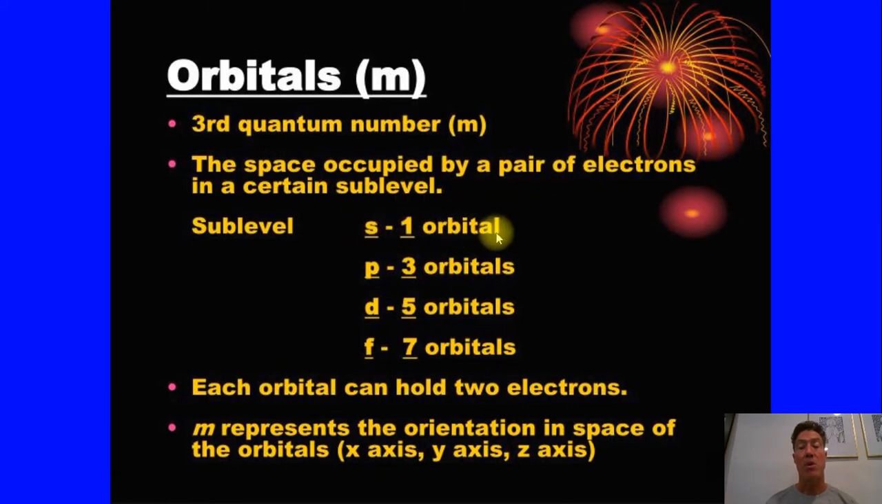So S has 1 orbital, holds 2 electrons. P has 3 orbitals, so it can hold 6 electrons. D has 5 orbitals, holds 10. F has 7 orbitals, holds 14.